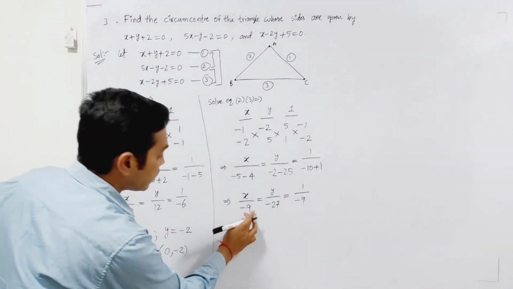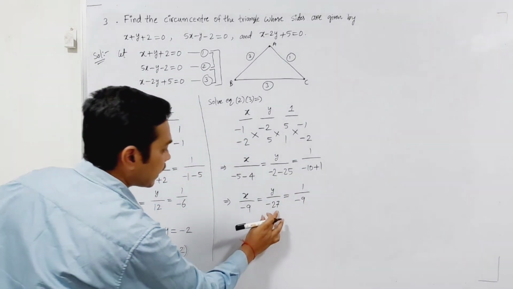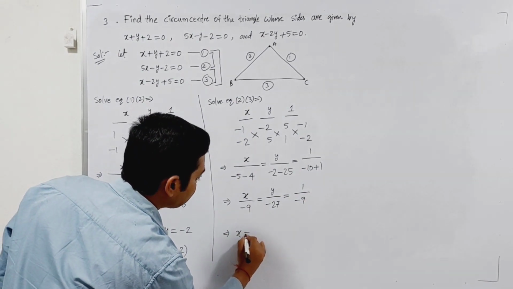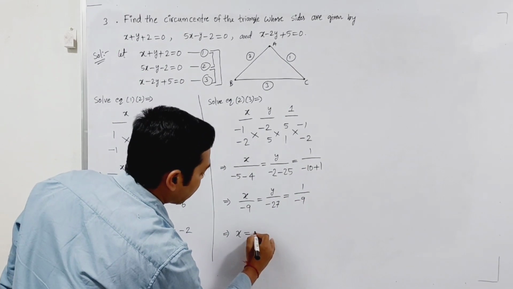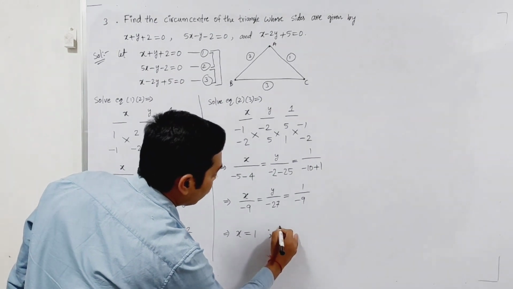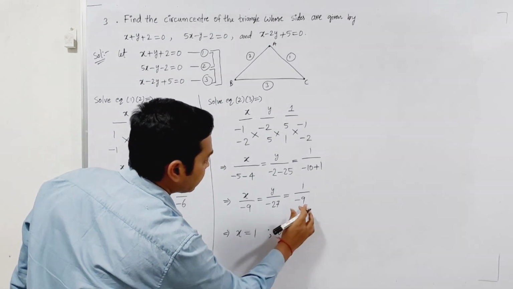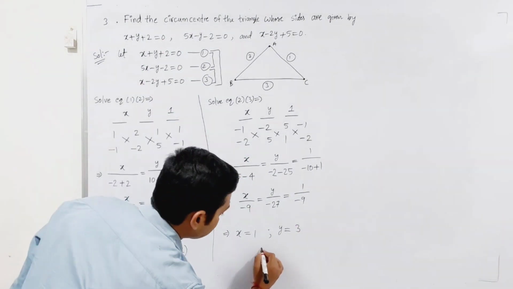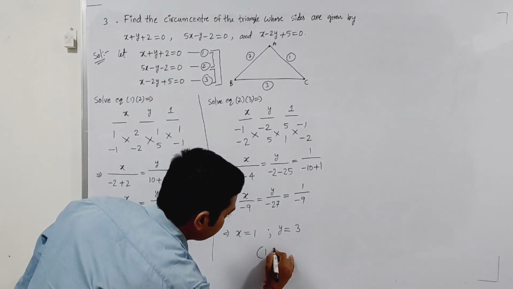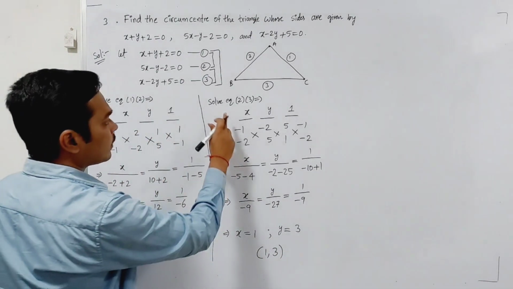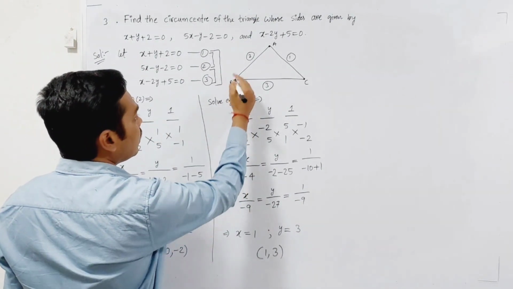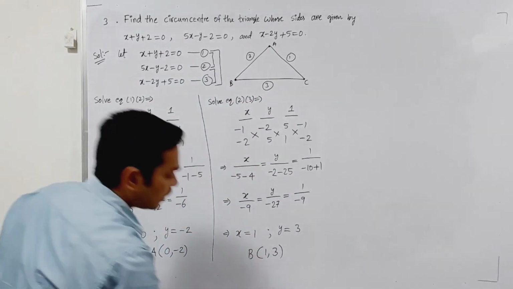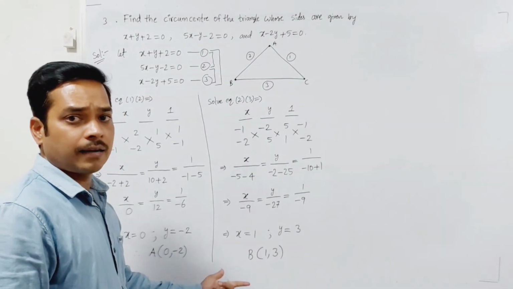Now equating the first term and third term, second term and third term, we get the values. x is equal to minus 9 by minus 9, that is plus 1. y is equal to minus 27 by minus 9, that is equal to plus 3. Here we get x value is equal to 1, y value is 3. Solving equations 2 and 3, we get the vertex B, the second vertex.